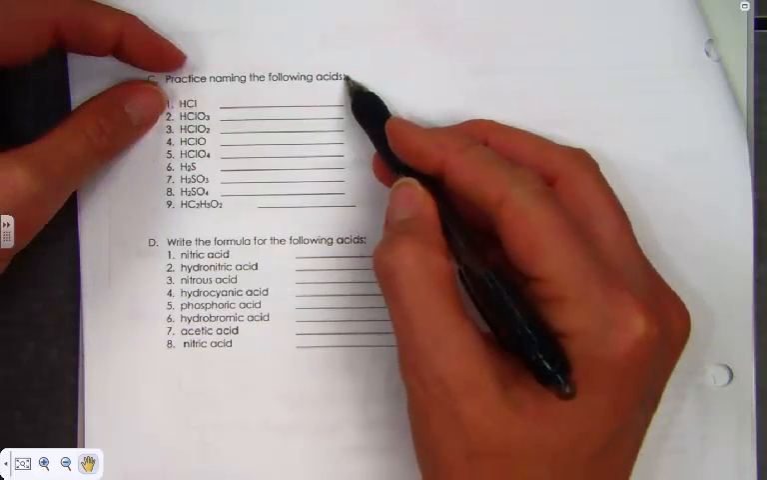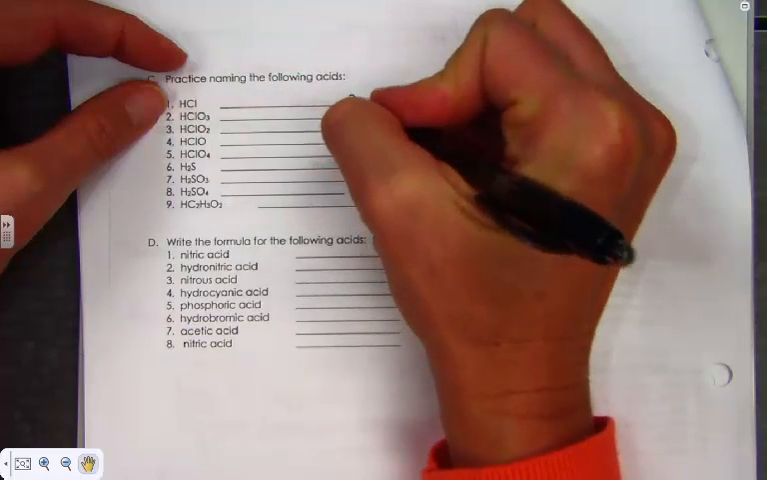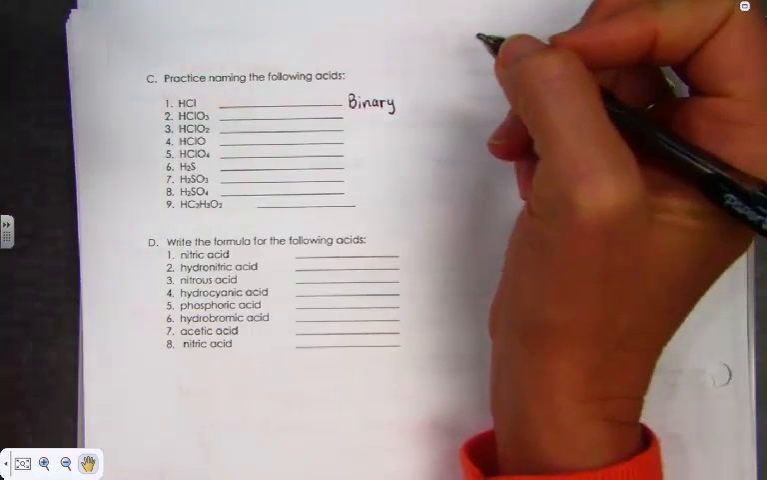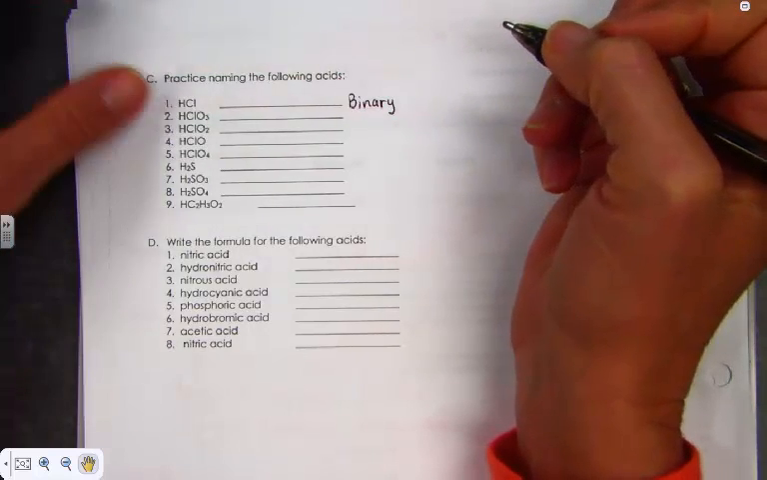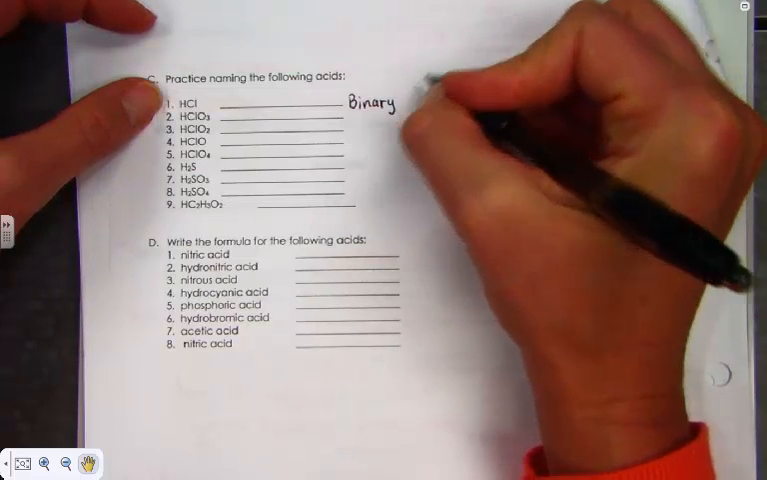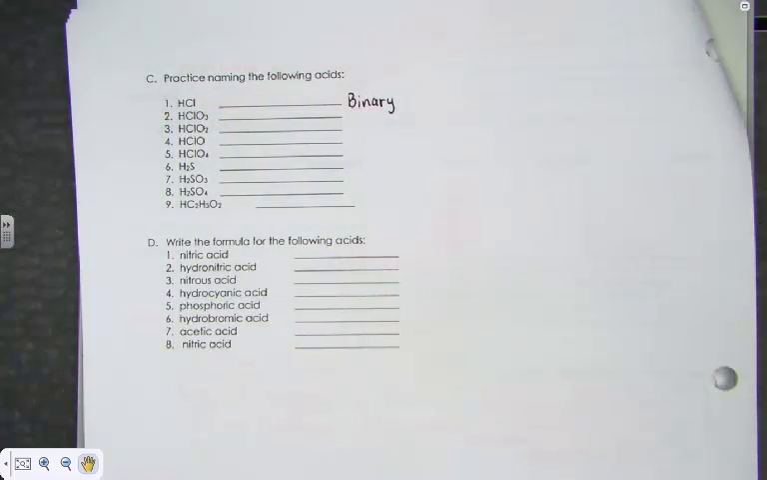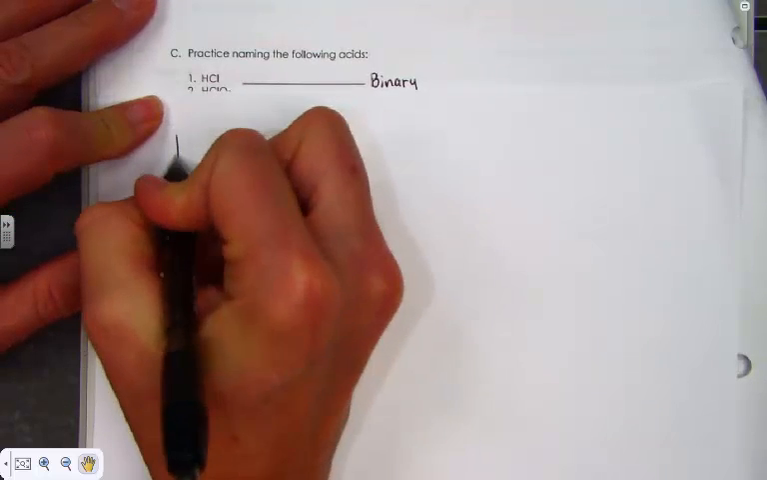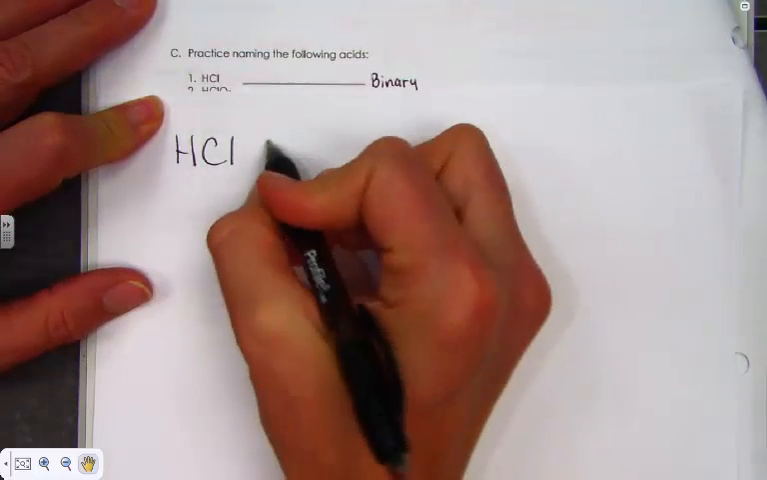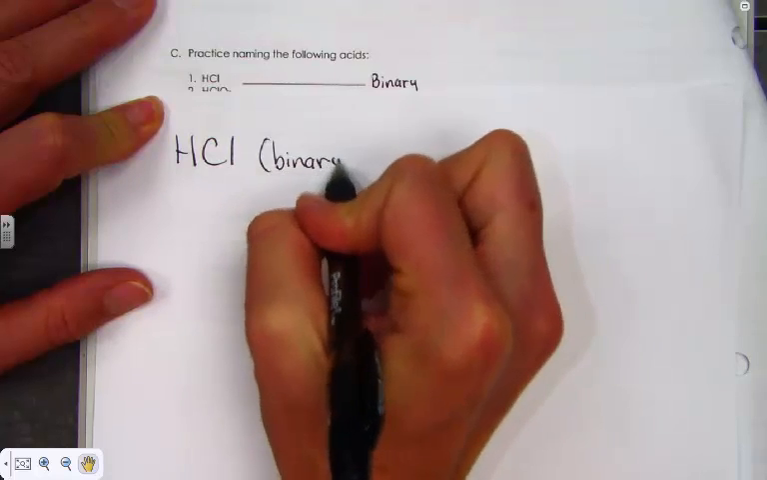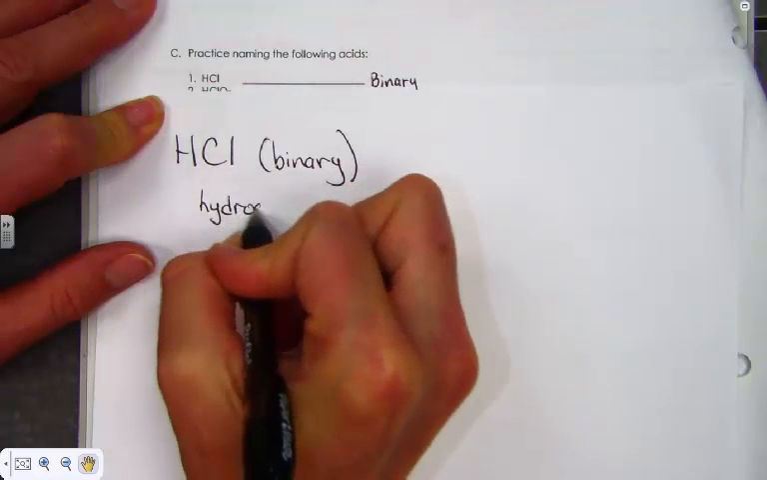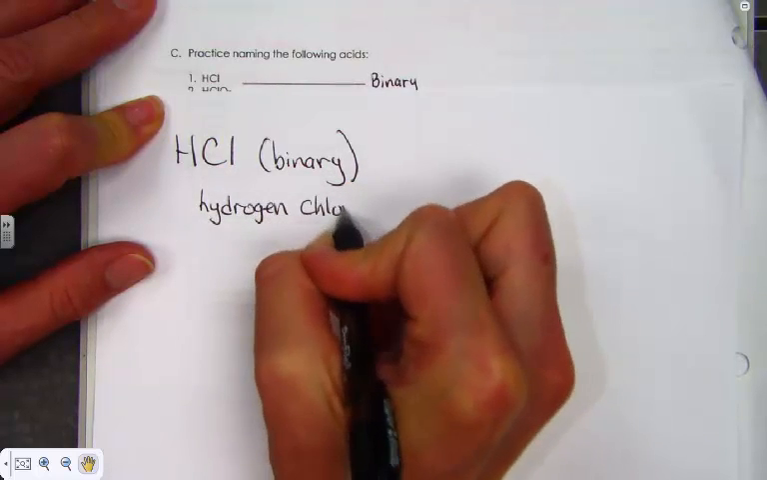I want to name this as an acid. Well, first of all, I notice that it's binary. And binary tells me that originally we would have named this hydrogen chloride. I'm going to write much larger just so I can fit it into the note pack. You certainly can fit all of this in margin notes, but I want to write large enough so you can see. So HCl. I'm reminding us that it's a binary acid. I would have named this hydrogen chloride.